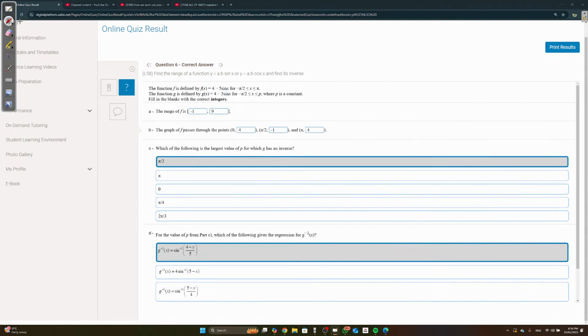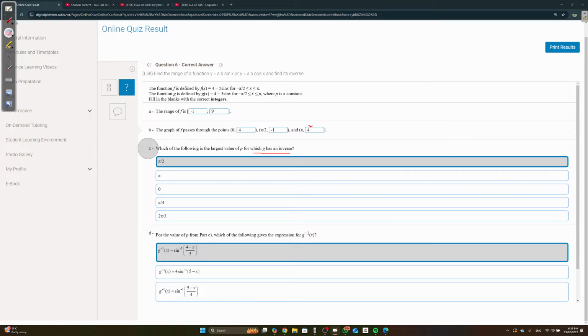Which of the following is the largest value for which g has an inverse? I told you to do this in your exam, okay? Here, we're decreasing from 4 to minus 1 to 4. If you see this in your exam, for which g has an inverse, I explained so many times, so I'm not going to explain in detail again. For g to have an inverse, it should be either fully decreasing or fully increasing. You can't have both in the middle. As you can see here, from 4 to minus 1, it's decreasing. Then after minus 1, it increases back to 4. So for that reason, we're going to take pi over 2 as that final point at which it stops decreasing.